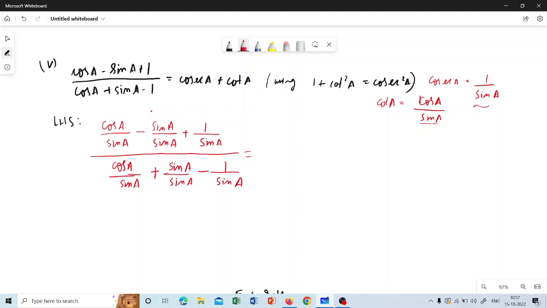Now if I divide, cos A by sin A is nothing but cot A. So I can write cot A minus 1 plus 1 by sin A, which is cosecant of A, by, again, the denominator is cot A plus 1 minus cosecant of A. Now we have brought this in terms of cot and cosec. Now what to do next?